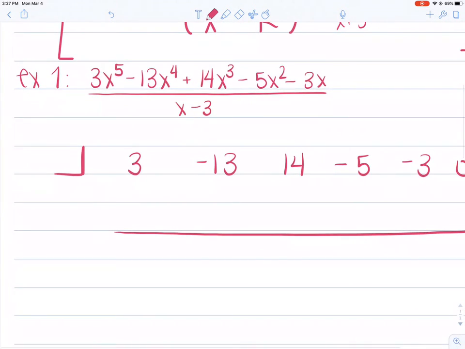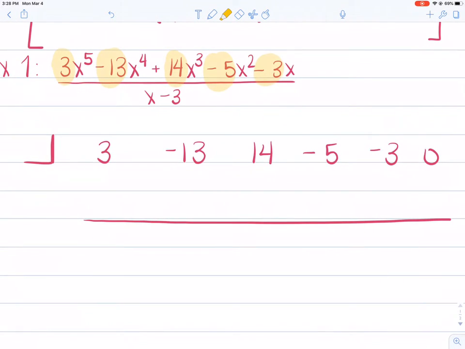So here's my first example. 3x to the 5th minus 13x to the 4th plus 14x to the 3rd minus 5x squared minus 3x all divided by x minus 3. So with synthetic division, across the top you're going to write your coefficients. 3, negative 13, 14, negative 5, and negative 3. So I already have those written down.